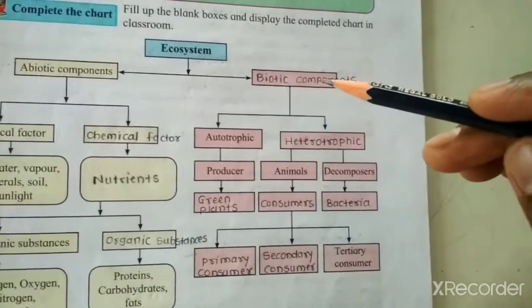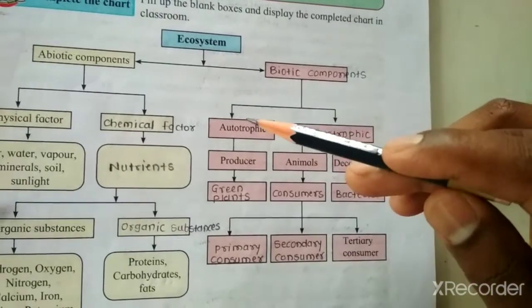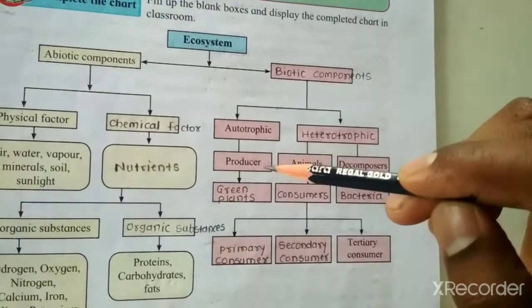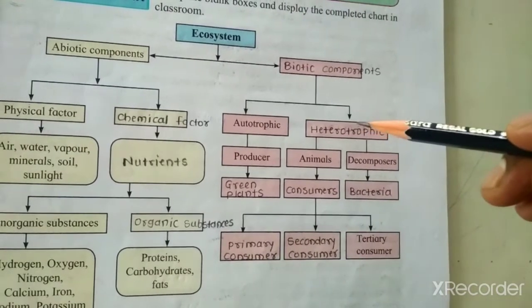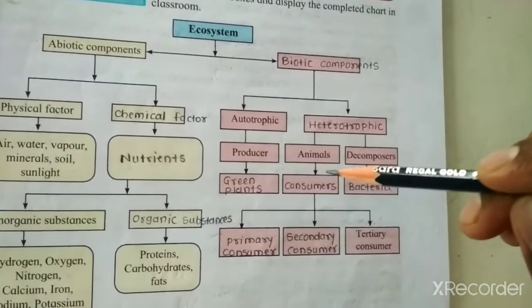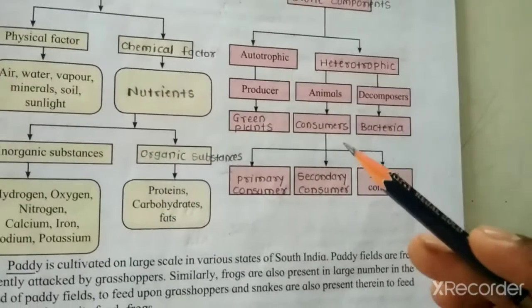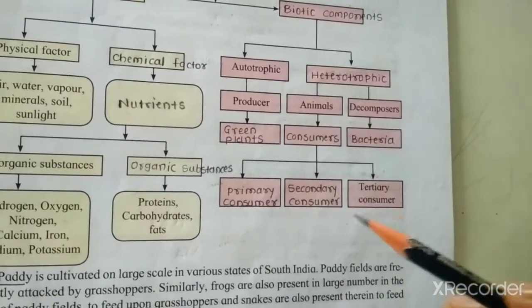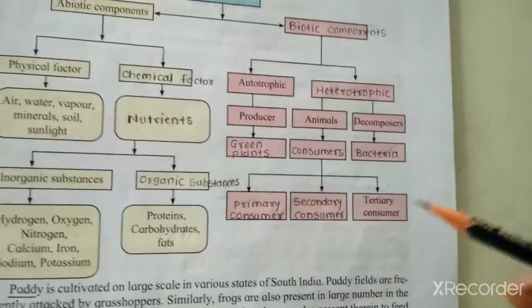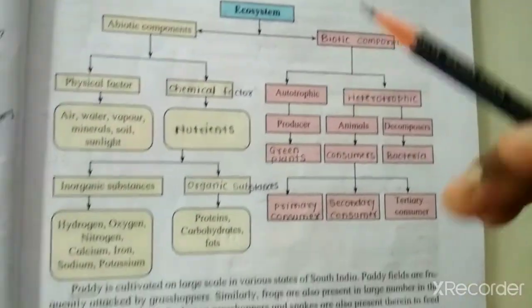Next, the second one is biotic components. Biotic components are divided into autotrophic, where producers are green plants, then heterotrophic, where animals are consumers, and decomposers, that is the bacteria. Consumers are mainly of three types: primary consumer, secondary consumer and tertiary consumer. I hope students you understood this flow chart.